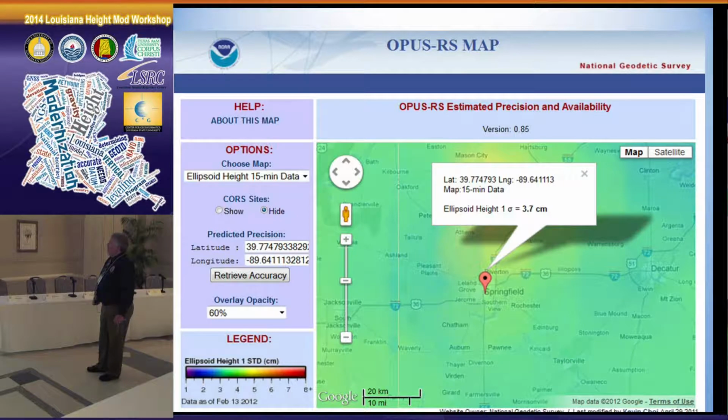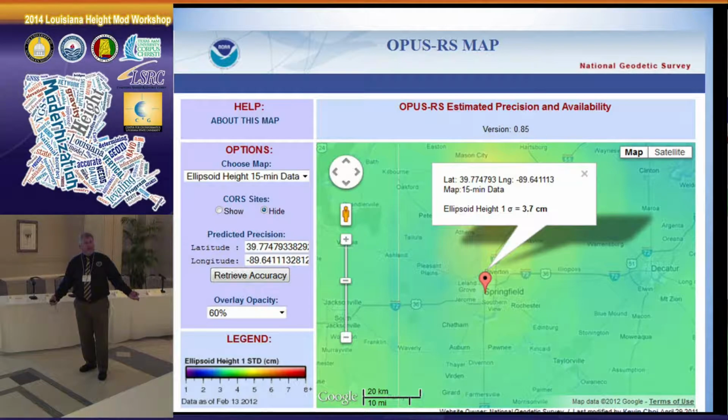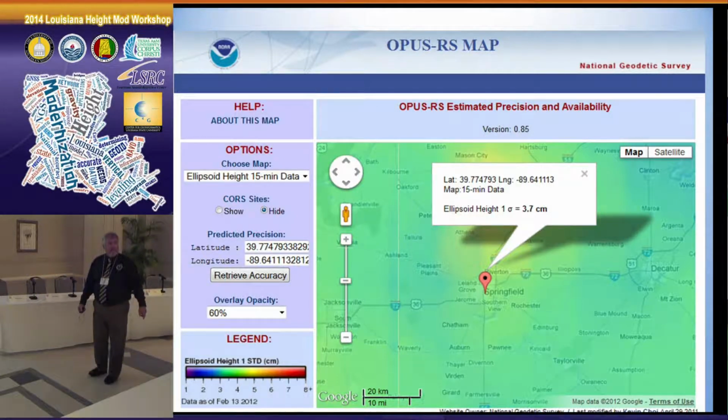That's easier to read. So this is 15 minutes worth of data, and it tells you roughly to expect a 1 sigma ellipsoid height error of 3.7 centimeters. That means 7.4 centimeters for 95% confidence. That's a lot, but that's what you could expect at that point from OPUS rapid static. Usually it's better than that.